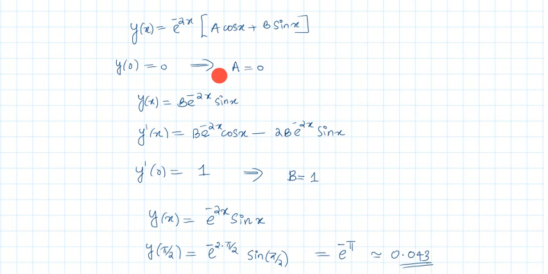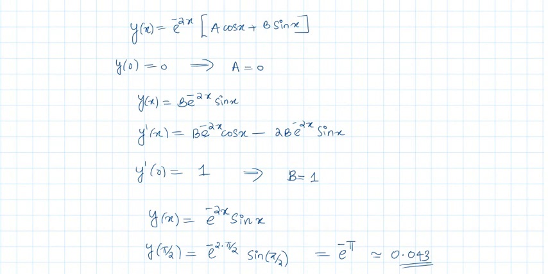Now apply the boundary conditions. y of 0 equal to 0. When you put x equal to 0, y should be 0. The exponential term doesn't vanish, and the sin term goes to 0, but the cos term doesn't vanish because cos 0 is 1. So in order to make y 0, you have to take a as 0. Therefore, the remaining solution is b into e raised to minus 2x into sin x.